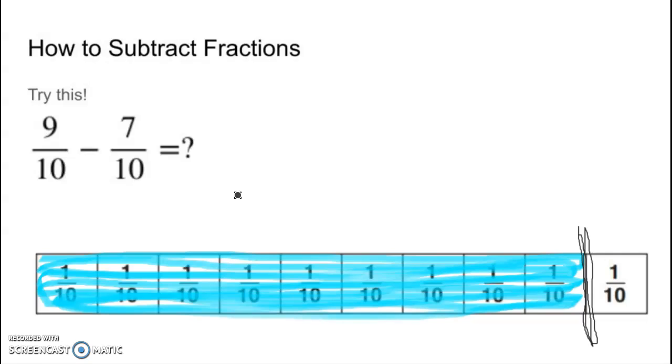If you were using fraction strips, what you would want to do is line up 9 of these little 10 pieces together, and then you could just take 7 of them away. So let's go ahead and do that. We're starting with 9/10 and now we're taking away 7/10. Let's go ahead and cross them out. 1, 2, 3, 4, 5, 6, 7. So if we start with 9/10 and we take away 7, we end up with 2/10 left.